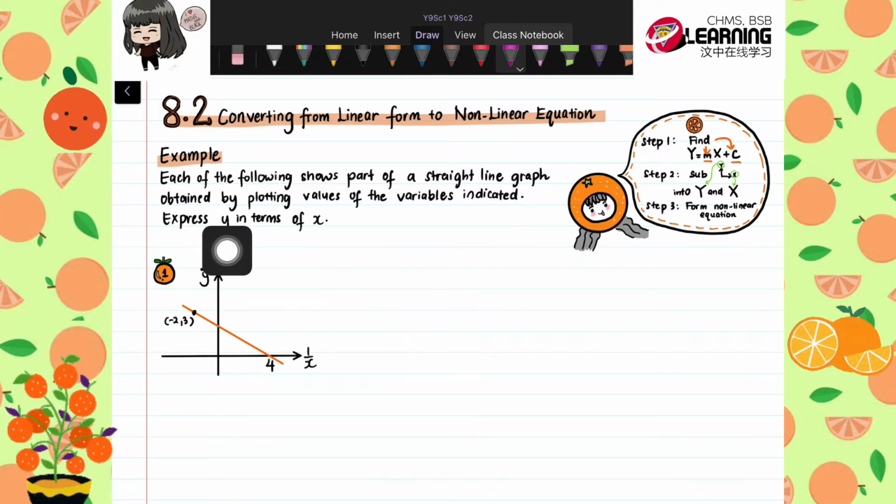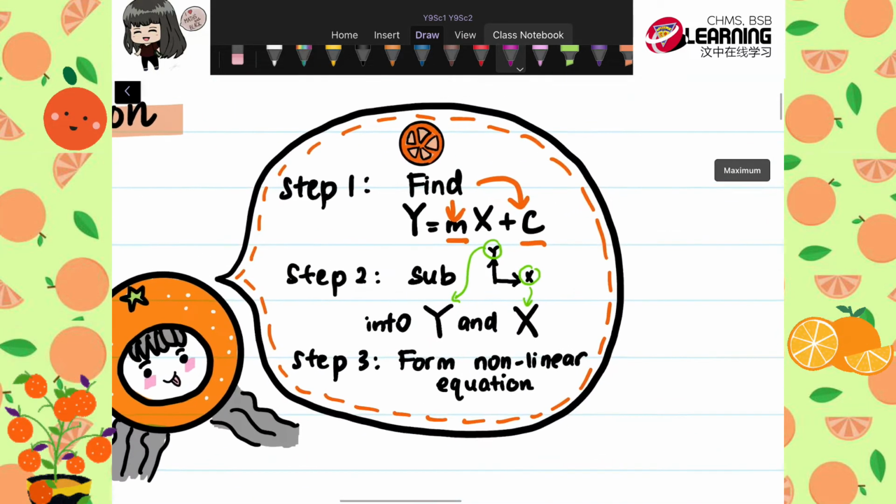So now what we're gonna do is we want to express small letter y in terms of small letter x. So we are given a graph, this is a linear graph, it's just that your big Y and big X is not the normal small letter y and x. So how are we gonna form this equation? We're gonna form this equation first. So look at my step.